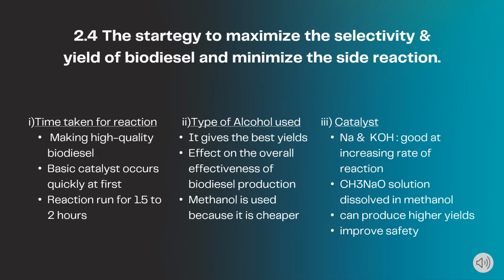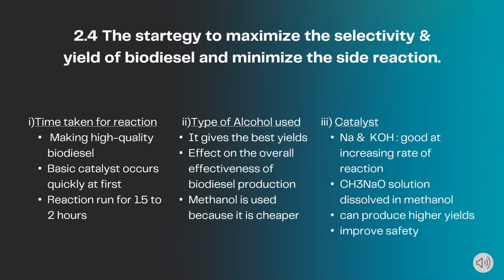The second strategy is the type of alcohol used. For maximum yield, more alcohol is usually used, and if there is too much alcohol, it will be difficult to separate the biodiesel from the glycerol because glycerol becomes more soluble in biodiesel. So the type of alcohol used can also have an effect on the overall effectiveness of biodiesel production. Typically, methanol is used because it's cheaper and also to prevent the separation problem between the biodiesel and glycerol production.